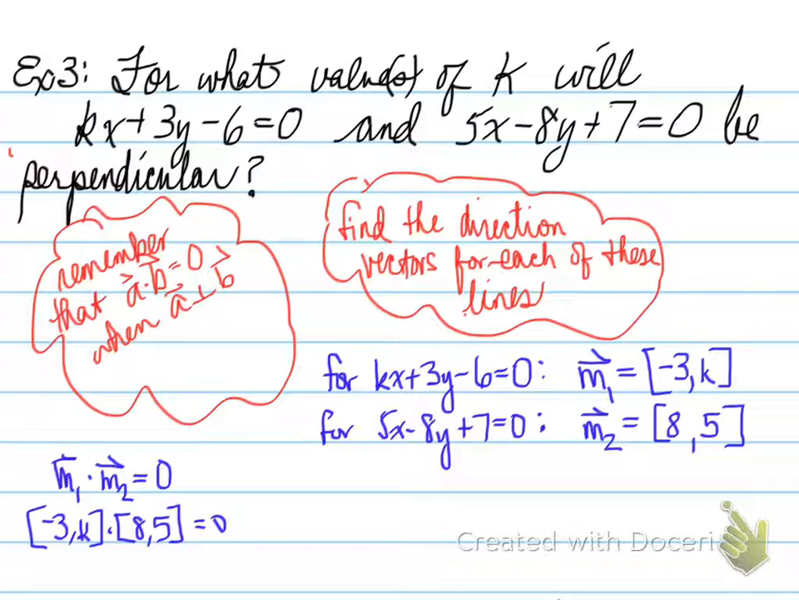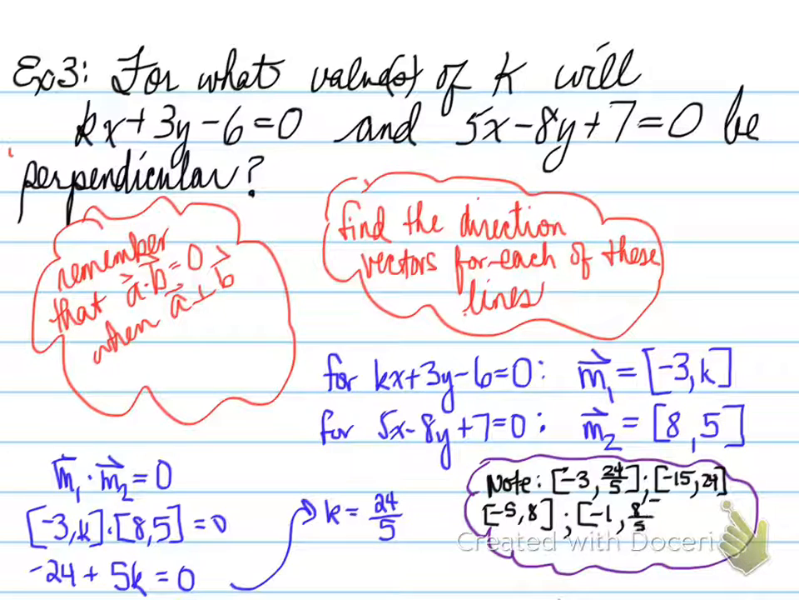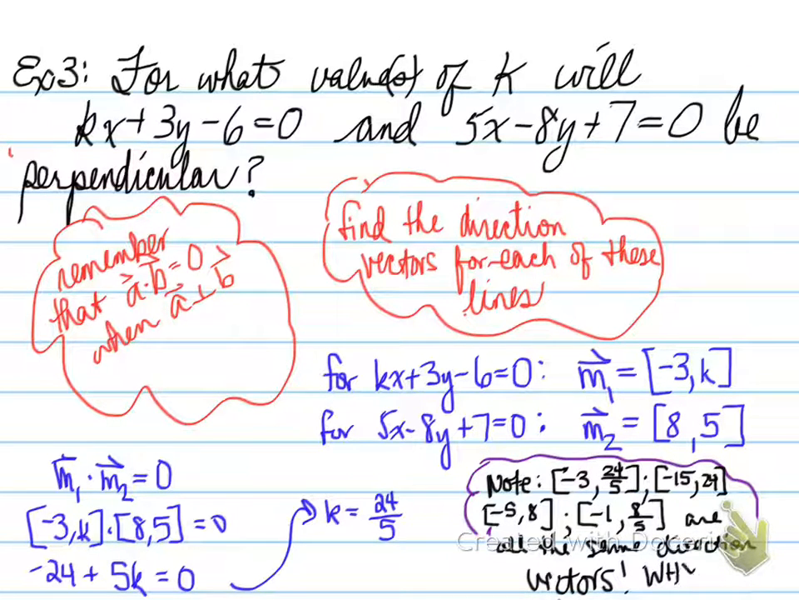And we take the direction vectors and set the dot product of those direction vectors equal to 0. We find out that k is equal to 24 over 5. Now note, these direction vectors I'm going to show you here are all possible direction vectors that you could use. Why are all these the same direction vector? Well, because don't forget that a direction vector multiplied by a scalar is still the same direction vector.